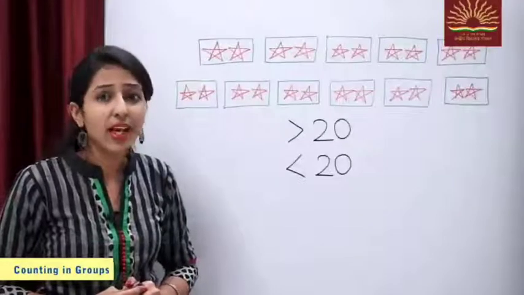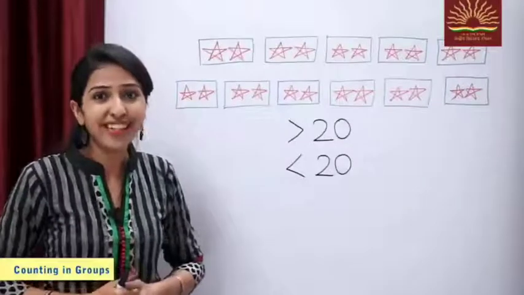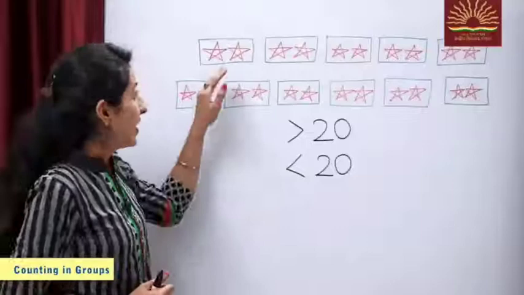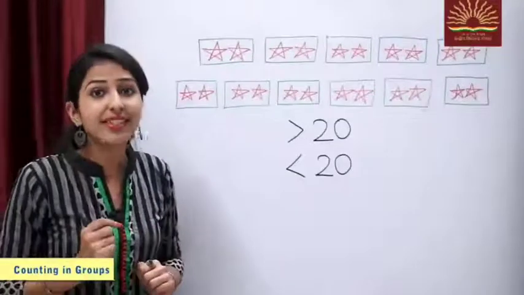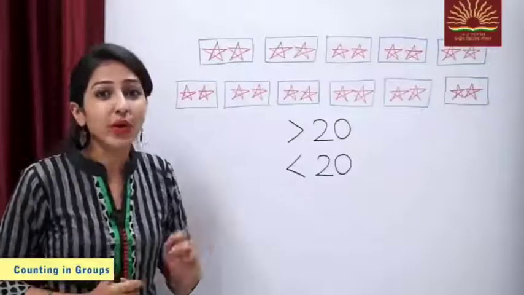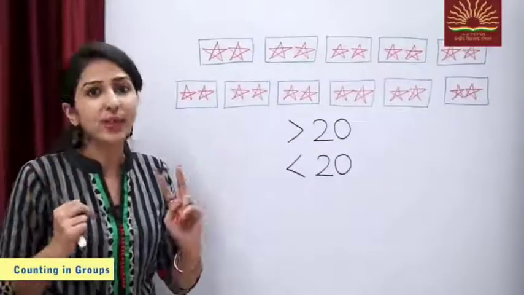Tell me, students, now what is the total number of stars? 11 pairs with 2 stars each. So that is equal to 22. So we have 22 stars.